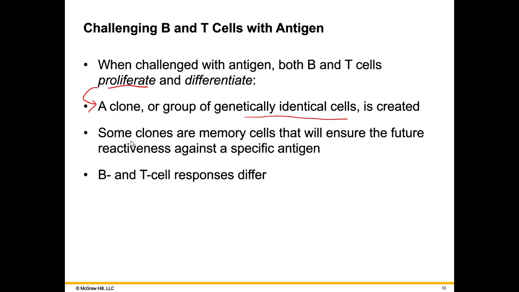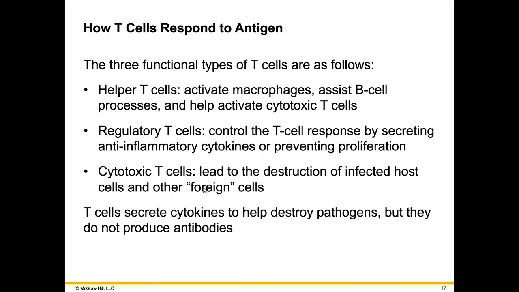And then some clones become memory cells. Those memory cells serve that memory function of the immune system that will allow us to, quote unquote, recall an infection after having experienced it once before. Now, they both proliferate and then differentiate, but their responses are going to be different. So let's look at how T cells do it first, and then we'll go into B cells.